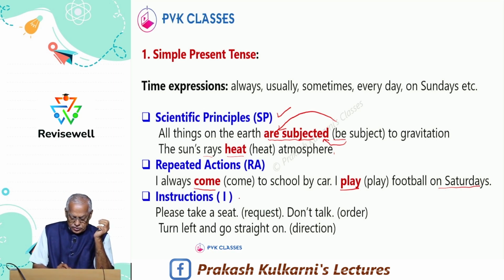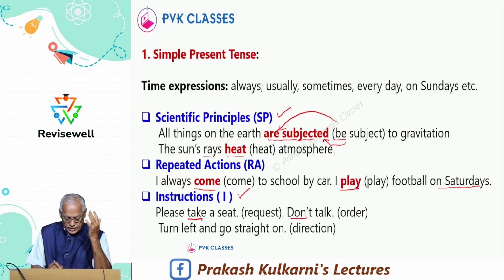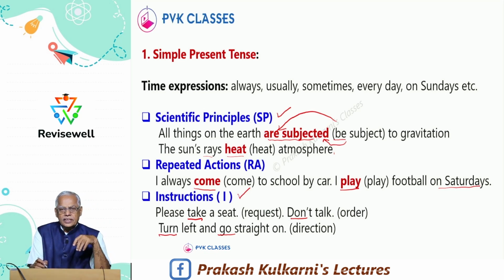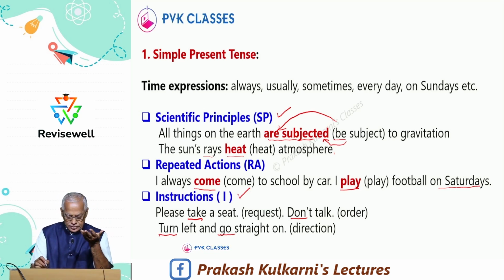Coming to instructions, third one. So, ಸೂಚನೆಗಳು, please take a seat. So, it is a request. Now, please take. So, take is the verb here. And don't talk. So, this is order. In instructions, we use simple present tense. Turn left and go straight on. So, when somebody is asking any direction, we are telling like this. Therefore, turn and go are two simple present tense verbs.